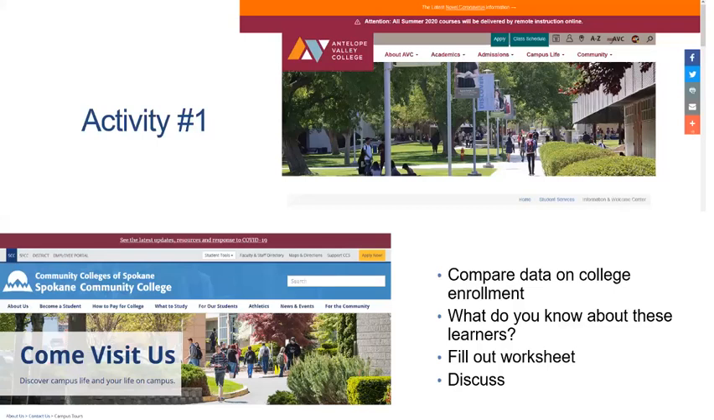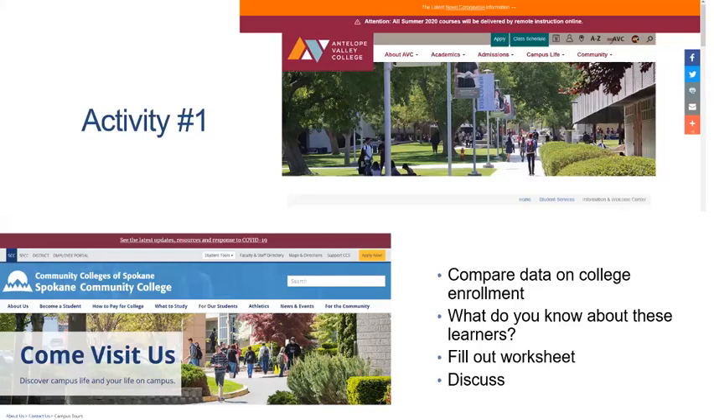I just really browsed very quickly. Yeah, no, that's fine. That's a really key difference. Wasn't that interesting? Hispanic was, I don't know, 50-something percent at Antelope Valley, and in Spokane, the demographic is very different.